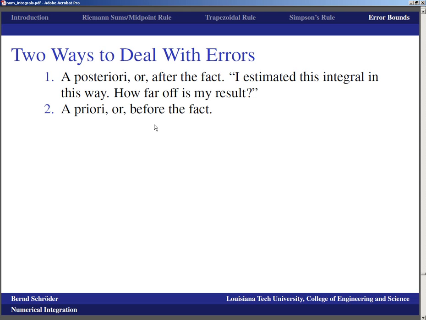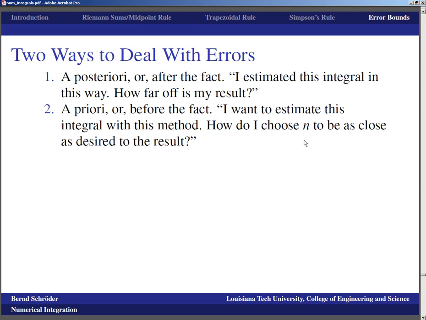A priori, or before the fact, is a design job, basically. That's where you say, okay, I want to estimate this integral with such and such a method. How do I choose my n to be as close as desired to the result? We're going to show an example for either of these two.